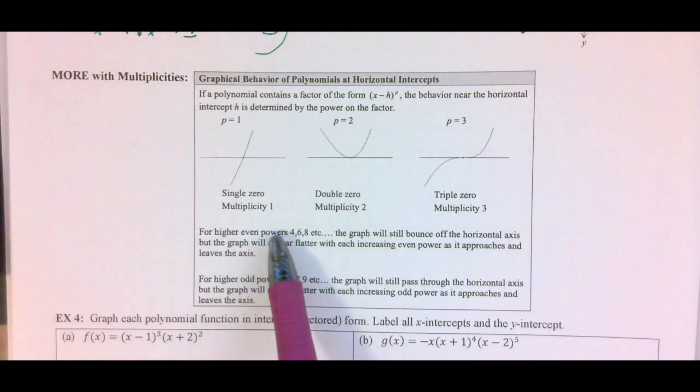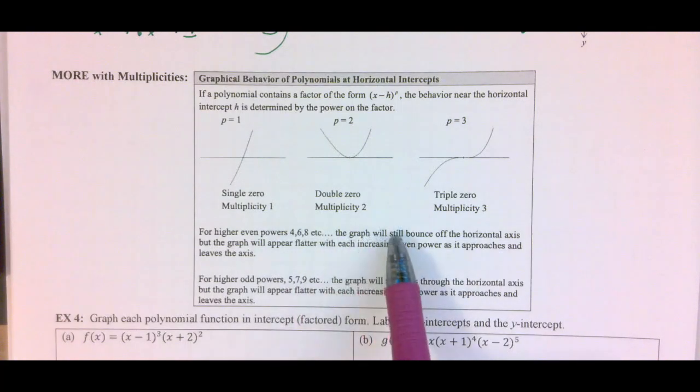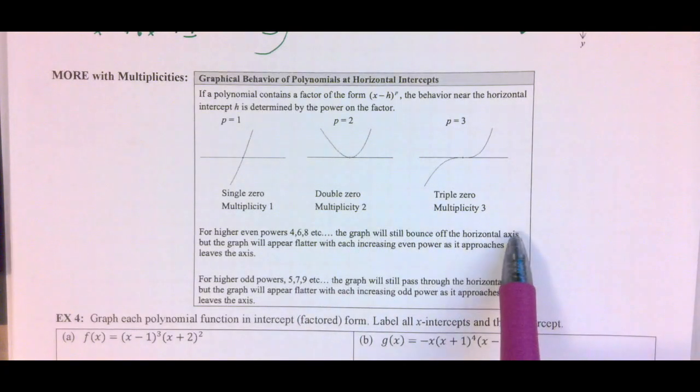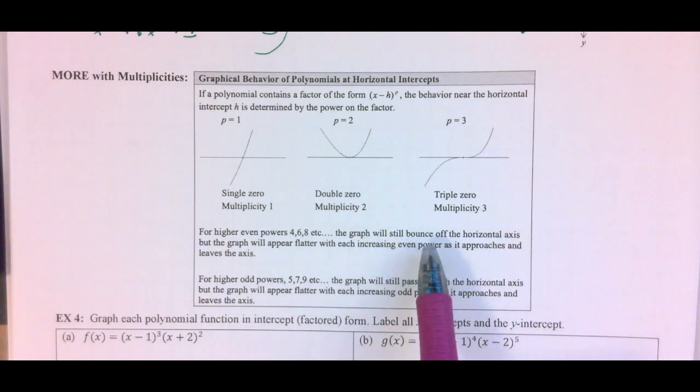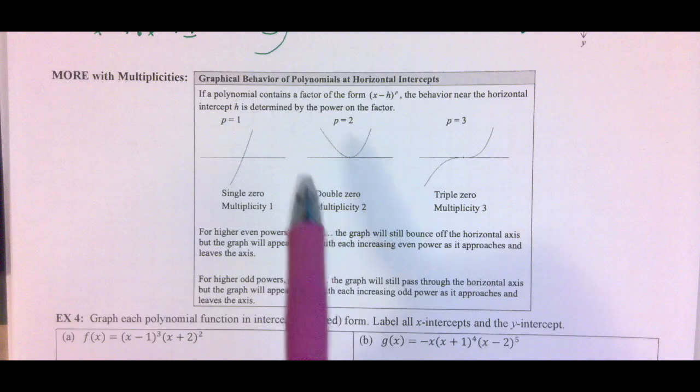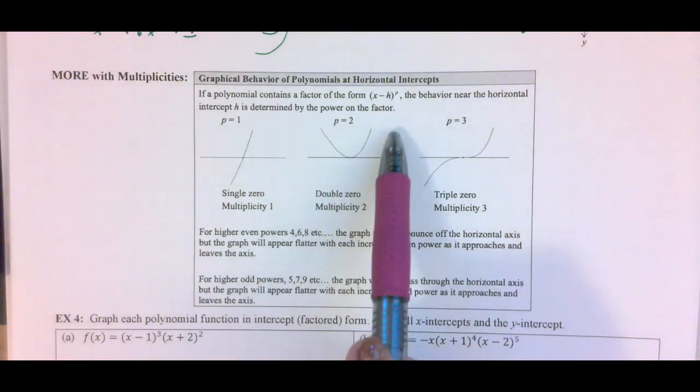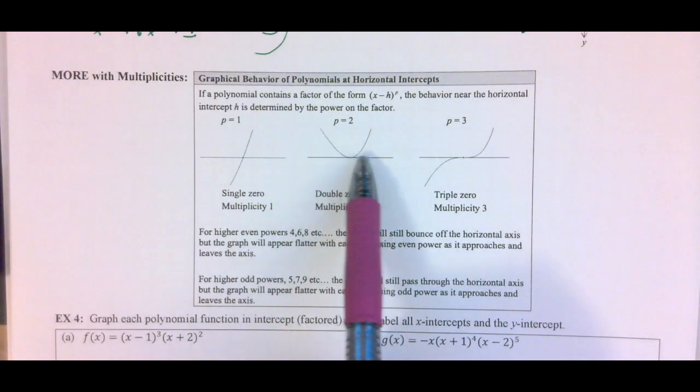So higher even powers, the graph still bounces off the x-axis, the horizontal axis, but the graph's going to appear flatter with each increasing power as it approaches and leaves the axis. So it just flattens out when you have a greater even multiplicity.